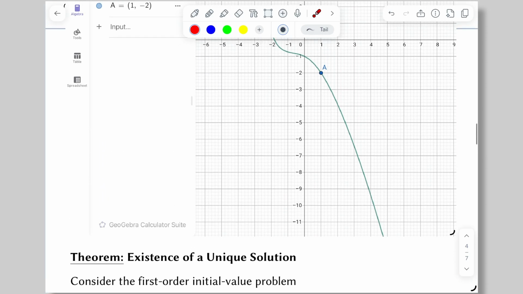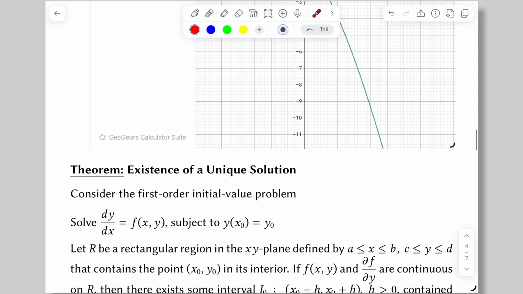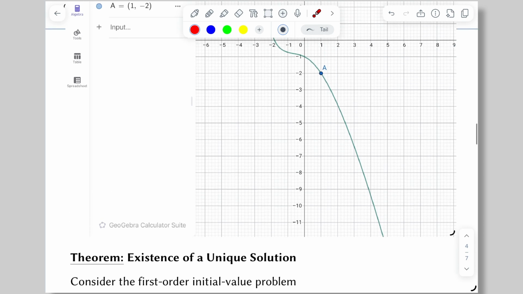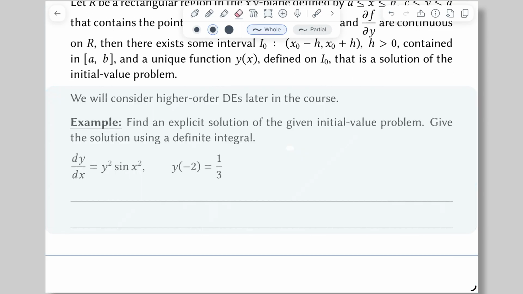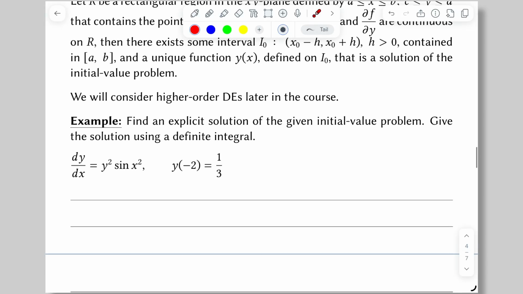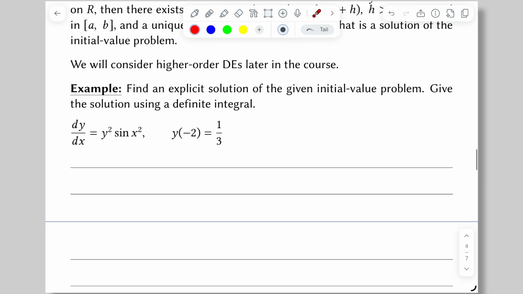All that really says is, if we have an initial condition point and can identify a neighborhood around it where both the function and its derivative with respect to y that defines the expression on the right-hand side of the differential equation is continuous, then there's only one solution that goes through that point. Now, I don't want you to spend too much time thinking about that, but it's the thing I need to tell you. That was for first order differential equations, and then higher order differential equations will come later in the course.